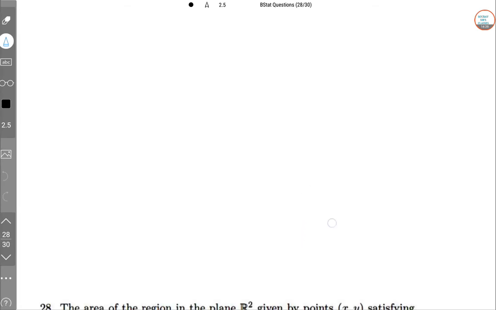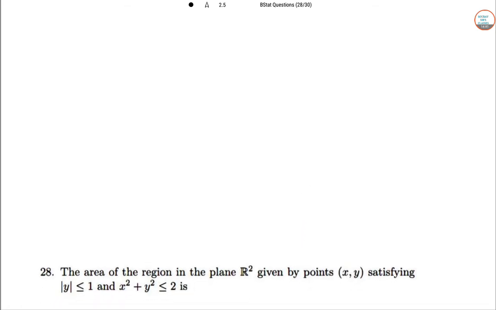Now moving forward to the next one, that is question number 28. Okay, the area of the region based question.